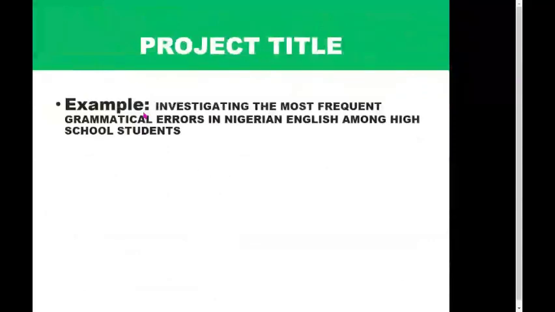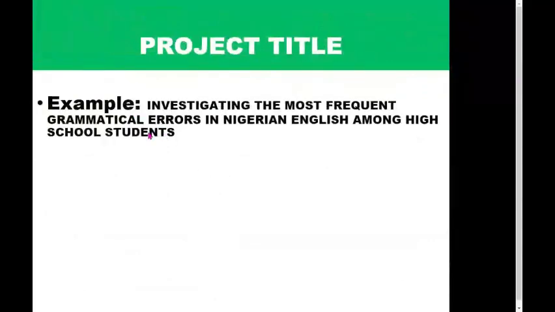Now let's move on. The project title is very important. That is the starting point. You know, when you want to write a project, you first have to look at the kind of problem you want to solve through that study or research you want to conduct. And so that will help you to come up with the appropriate project title.